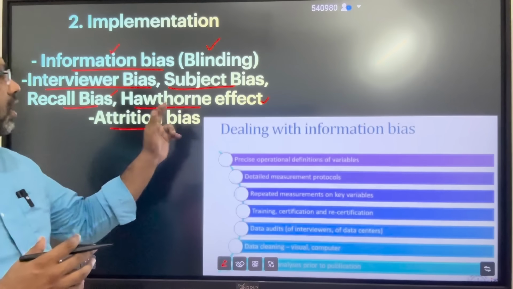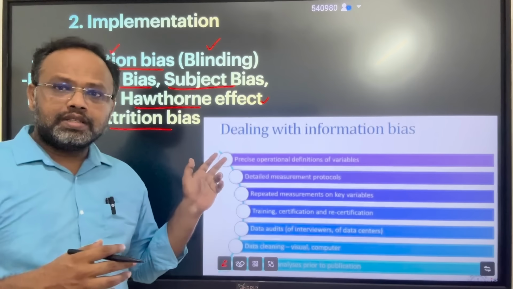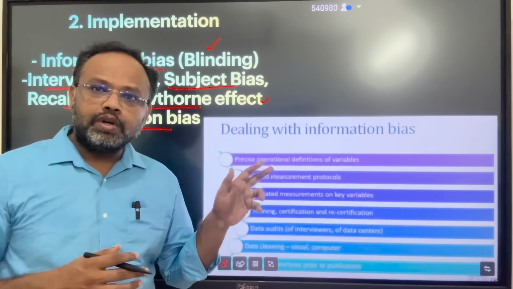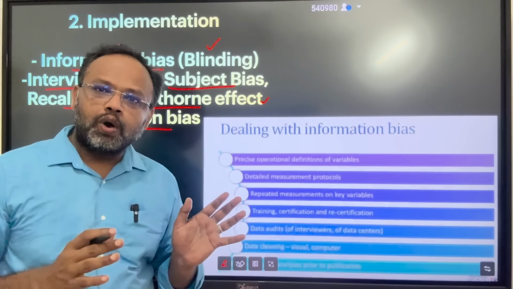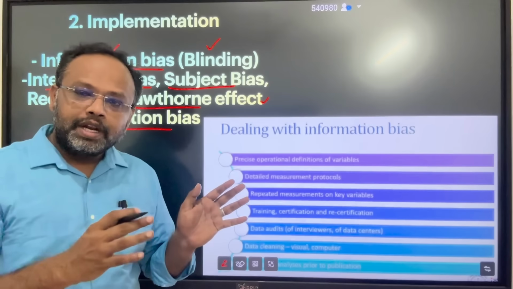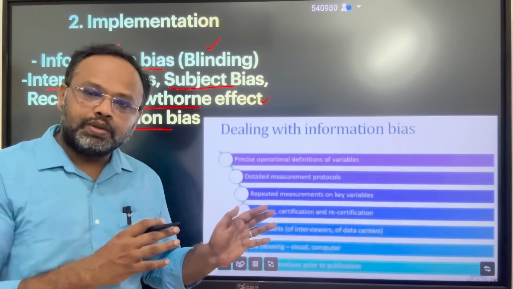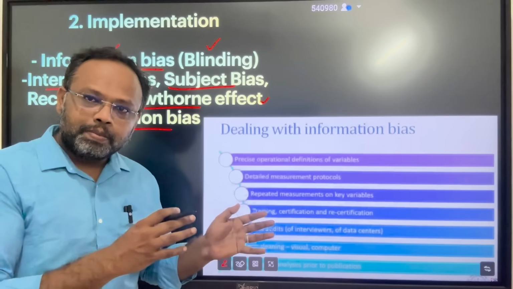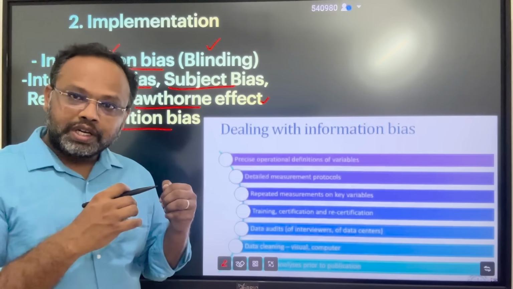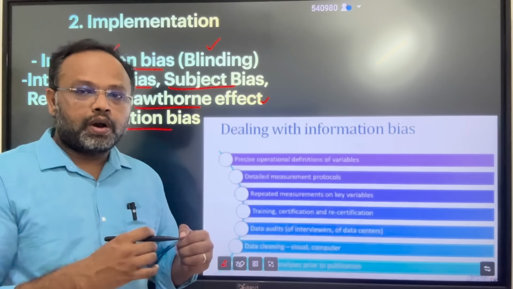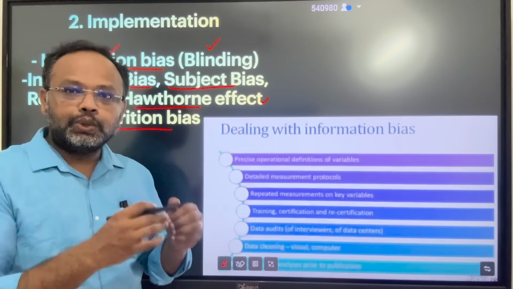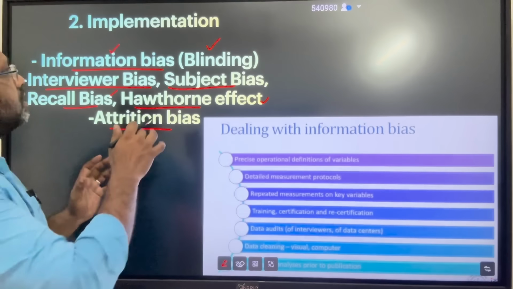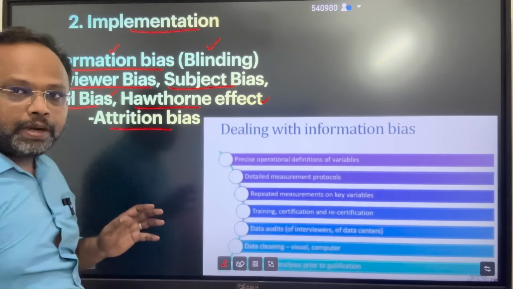So that is the Hawthorne effect. And we have attrition bias. Attrition bias is the bias due to the follow-up. When the loss to follow-up is high in the study, there are many patients either not responding to the treatment or not alive after the intervention, and they may not be represented in the study. So when this happens due to the loss of follow-up, this may induce a bias called attrition bias. These are the biases which can happen at the implementation phase.